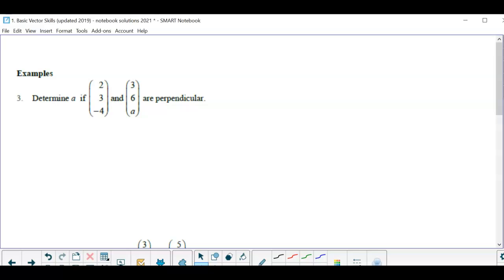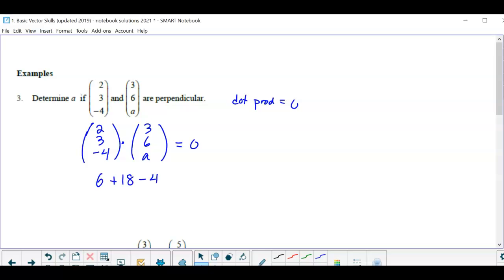Okay, so determine A if these are perpendicular. So that means the dot product has to equal 0. So here, 2, 3, negative 4, dot product 3, 6, A has to equal 0. So then that's 6 plus 18 minus 4A equals 0. So 24 equals 4A, A equals 6. Okay.